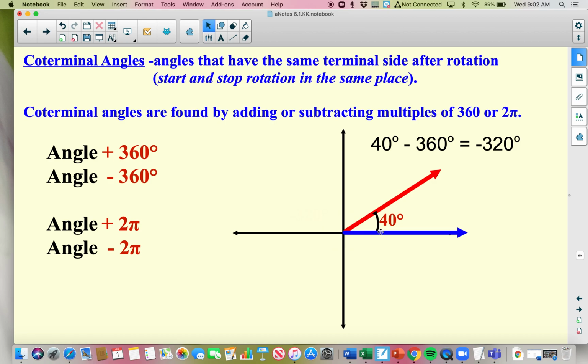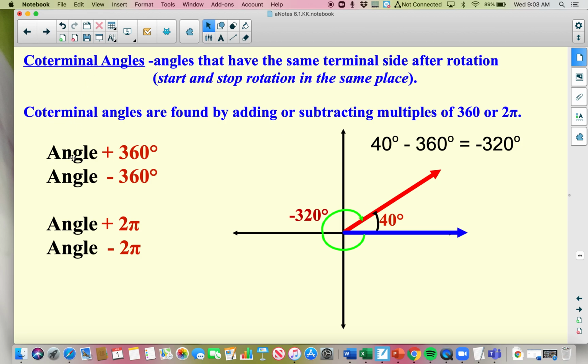I could also go the opposite direction, start at the initial side, which is the blue ray, and go clockwise, right? And I could go clockwise and end here, which would be negative 320. And how did I get that? I just took 40 degrees and subtracted 360, which would end up at the same red terminal side. So I can show you that rotation as well. So starting here at the green, ending at the terminal side is negative 320 degrees.